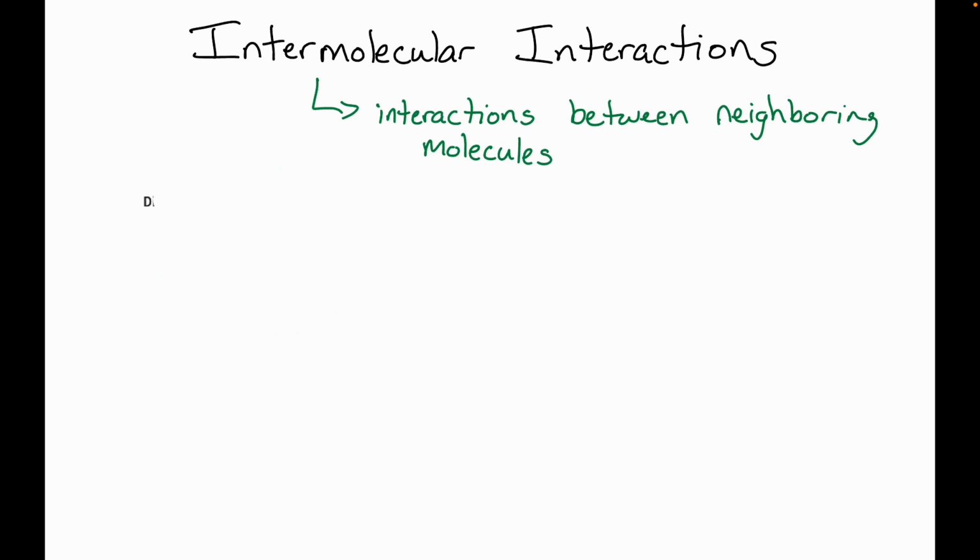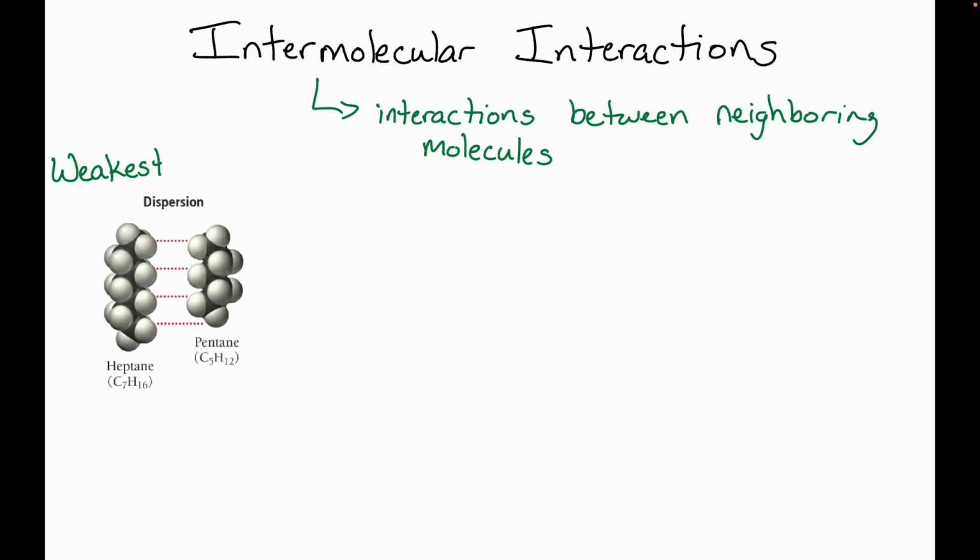Okay, so now we're going to learn about a few different types of intermolecular interactions, the type of interactions that neighboring molecules have with one another. And we're going to introduce them from the weakest type to the strongest type. So our weakest form of intermolecular interaction are what are called dispersion forces. Dispersion forces are the weakest of all the intermolecular interactions.